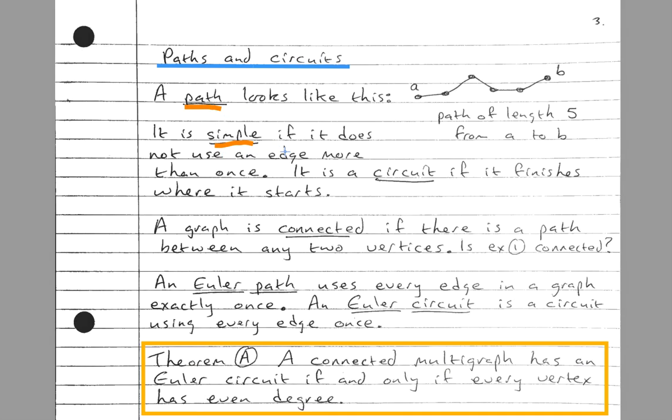A path is simple if it does not use an edge more than once. And so if it uses an edge twice or three times, it's not simple. A path is a circuit if it finishes where it starts, at the same vertex.